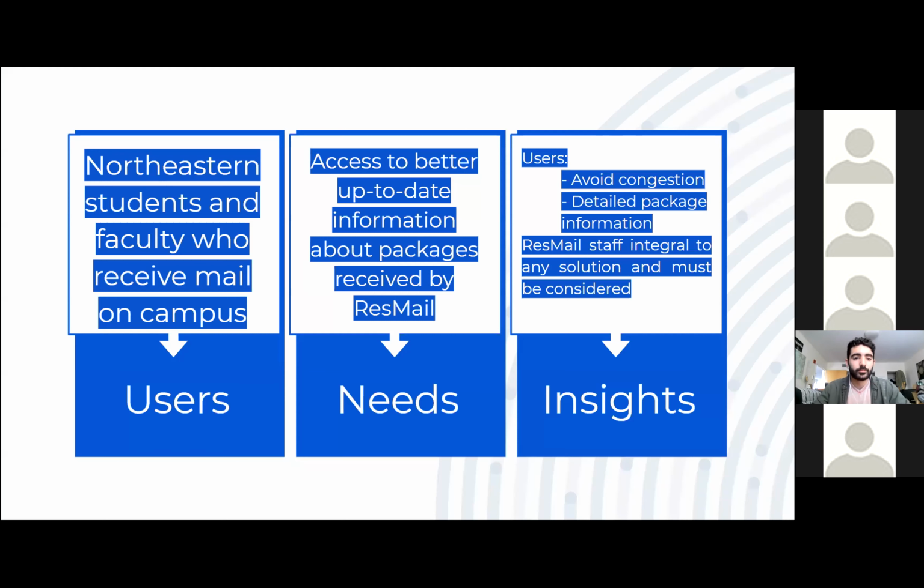So we started brainstorming, and we wanted to keep some things in mind when brainstorming. So the people who'd be using our platform, which was Northeastern students and faculty who received mail on campus. And then we had to keep in mind what they wanted out of it. So they wanted better up-to-date information about packages. And then we also had to keep other things in mind, such as keeping ResMail staff involved with the process instead of using the service to update information, and also making sure it actually accomplishes our goal of avoiding congestion at ResMail locations and providing the correct information.